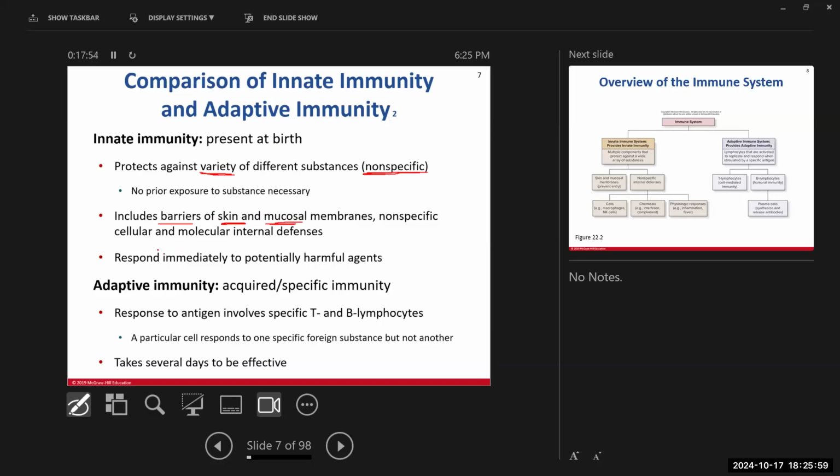The nice thing about innate immunity is it's pretty much immediate. We don't have to wait around. When we get to adaptive immunity, it's a different story. The nice thing about adaptive immunity is it's specific. So once you've encountered, for example, a pathogen like chickenpox.